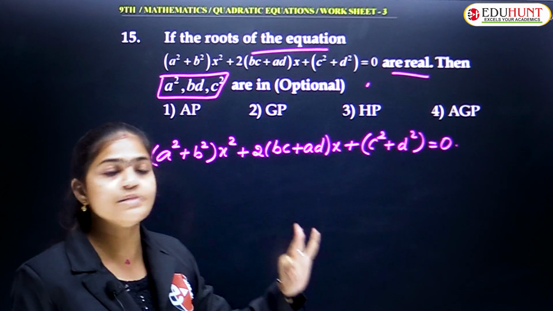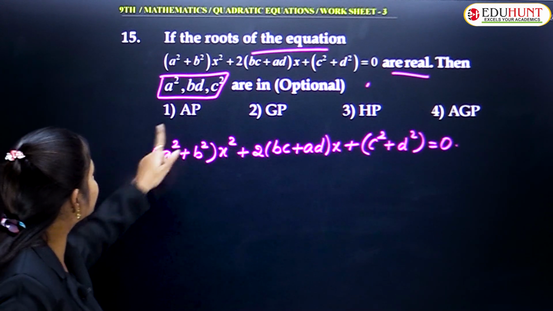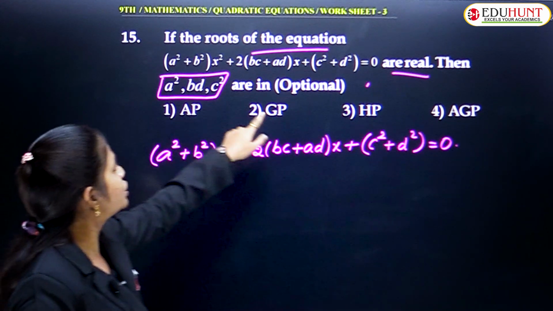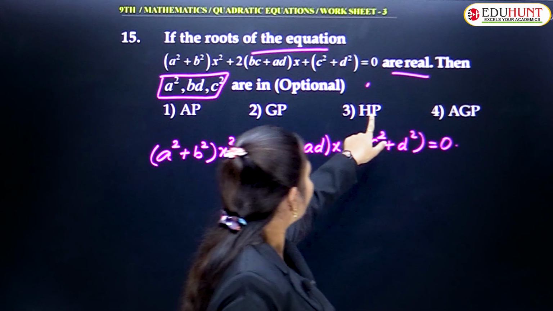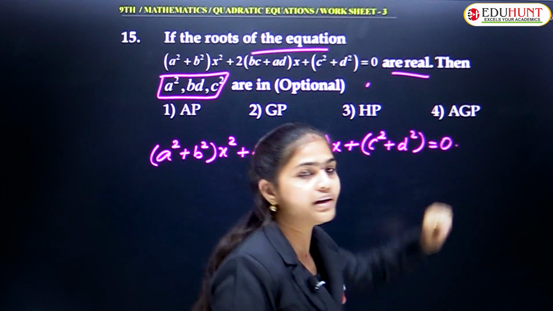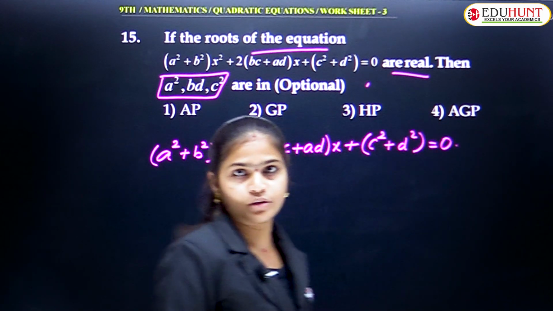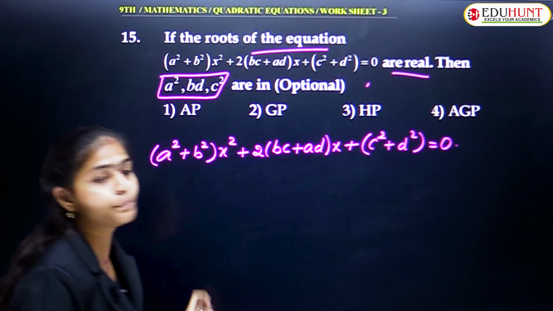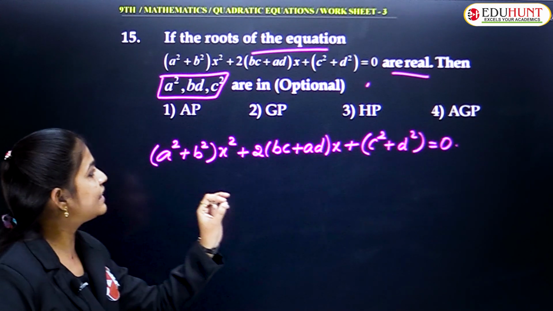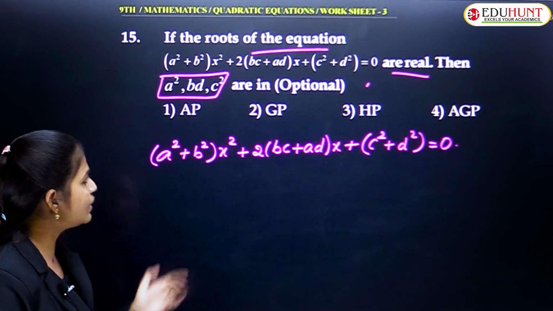Those 3 terms are in which progression? Either that is arithmetic progression, geometric progression, harmonic progression, or arithmetic geometric progression, AGP. So that is related to which one? Okay, so let us see that.